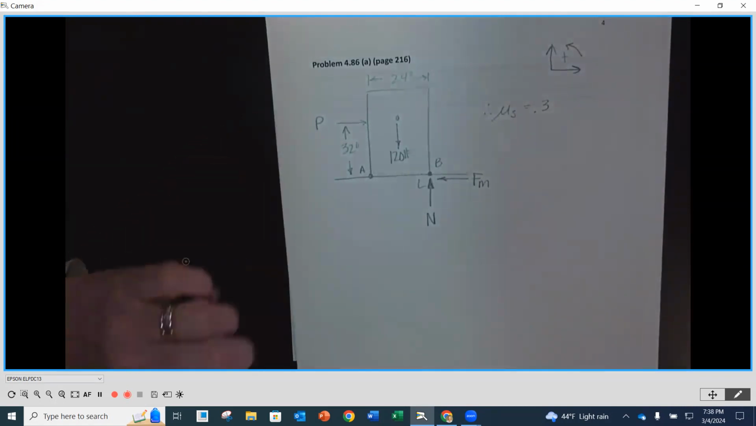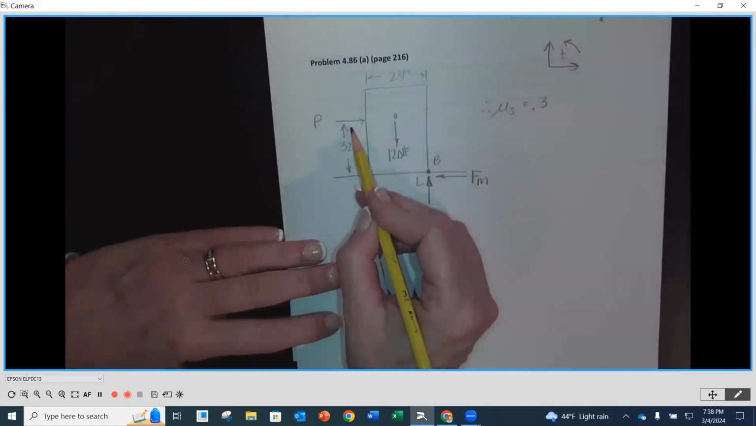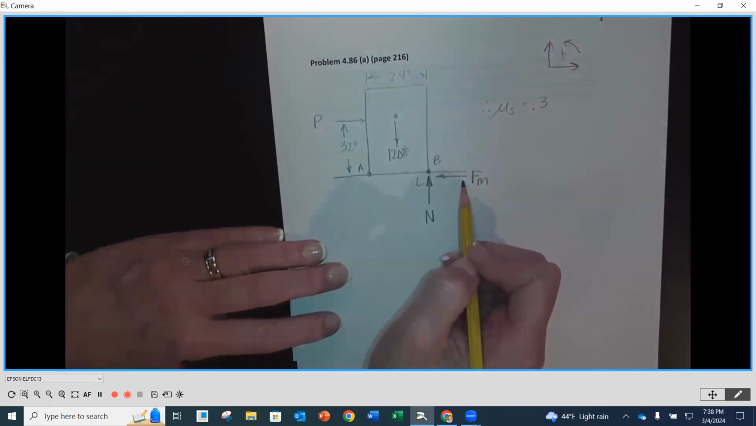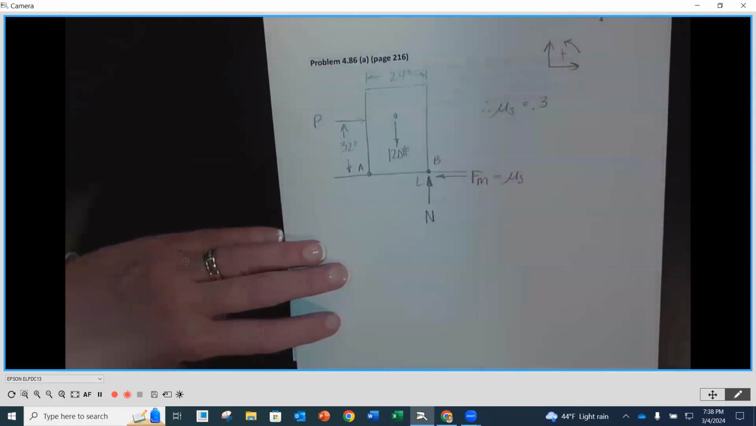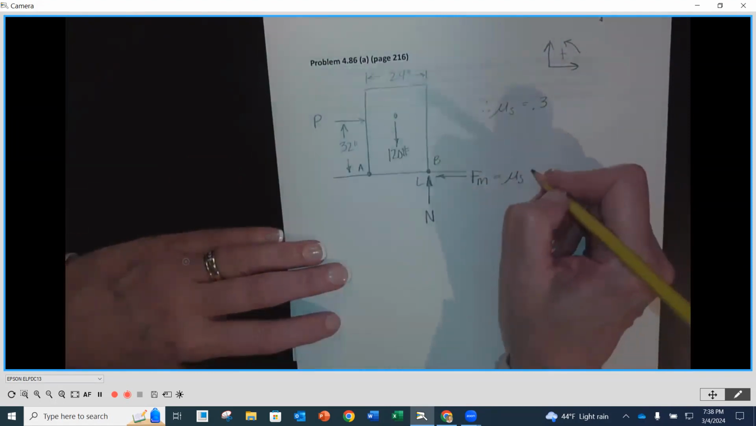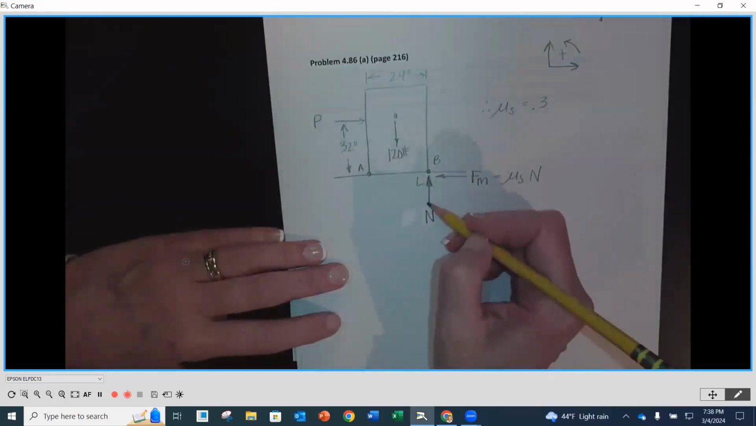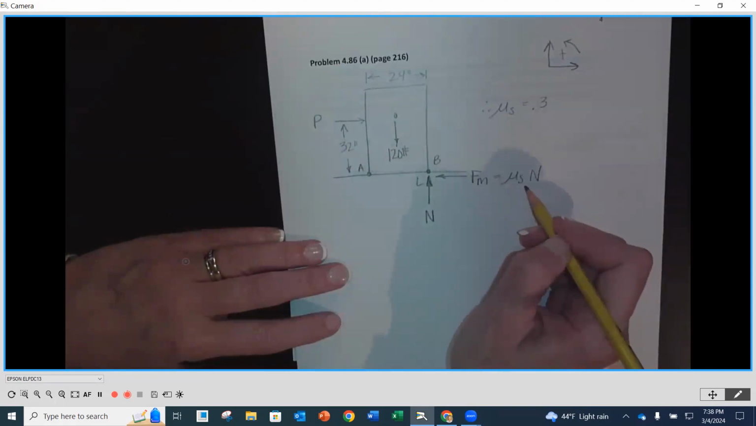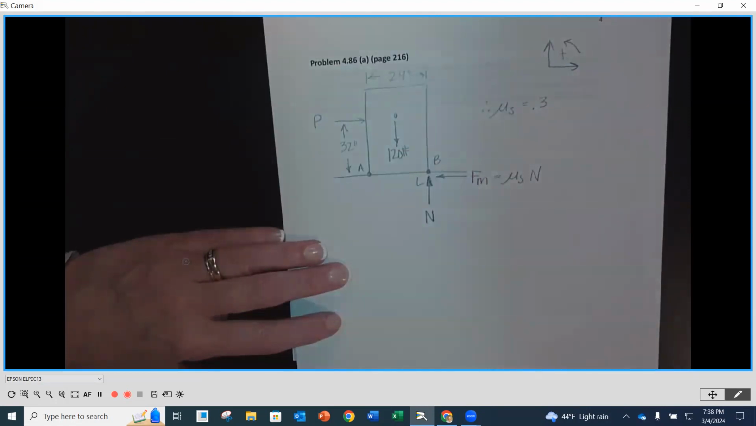Now, you can see here that to determine that force P, the only opposing force to it is going to be our maximum friction force, right? And we know that our maximum friction force is equal to the static coefficient of friction between those two surfaces times the normal force. So what we need to do is determine what that normal force is, and then we can calculate our maximum friction force, which will then equal our P, okay?